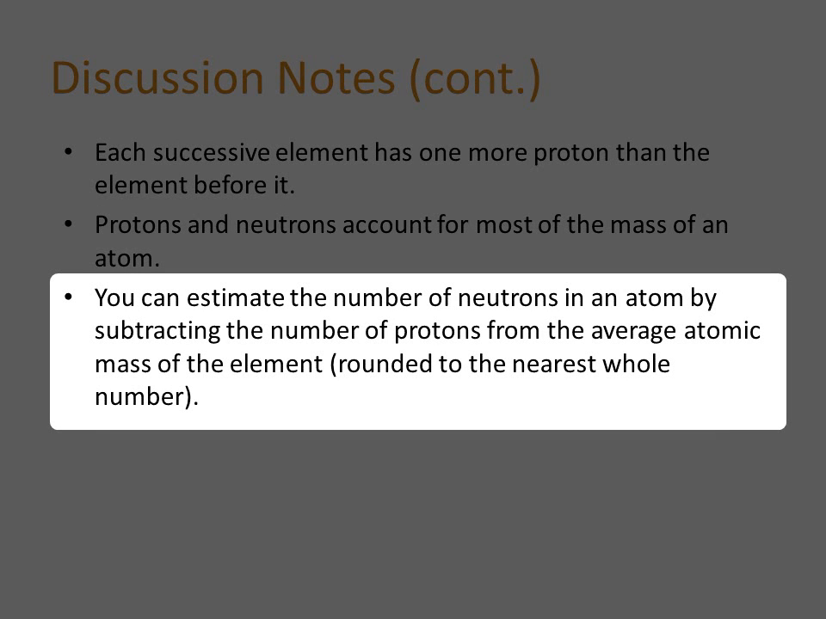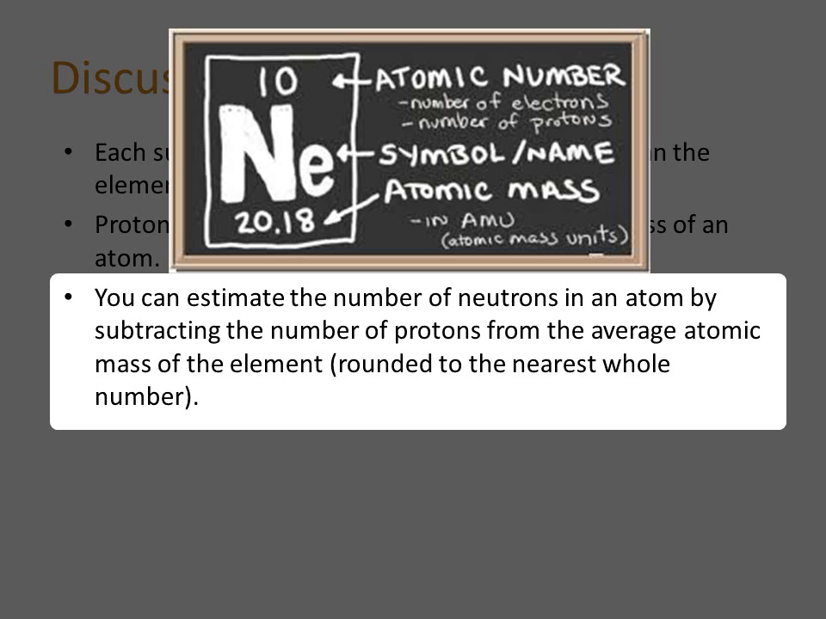You can estimate the number of neutrons in an atom by subtracting the number of protons from the average atomic mass of the element, rounded to the nearest whole number. For example, neon has atomic number 10 and an average atomic mass of 20.1797 AMU, which means we can expect a typical neon atom to have a mass of 20 AMU. The atomic number indicates 10 protons in the nucleus, each with a mass of 1, giving a total mass of 10. So there must be 10 neutrons to account for the remaining mass.